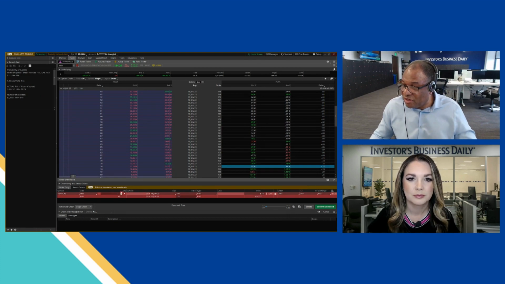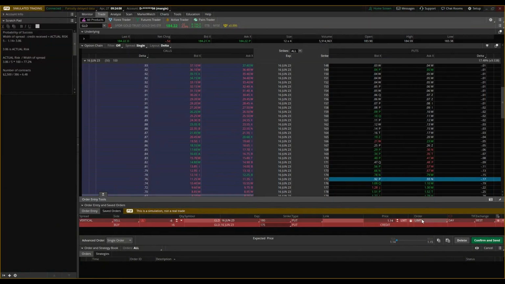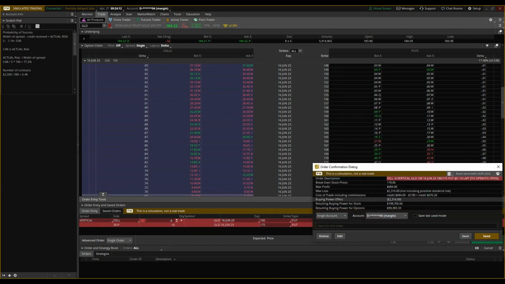So we can change the number of contracts here to the number 6, and then go back to our confirm and send. And again, here's our buying power. Close to that $2,500 is not always going to be exact, but then the break even and the max profit improves because we're putting on more contracts. Exactly. And that's the trade there.